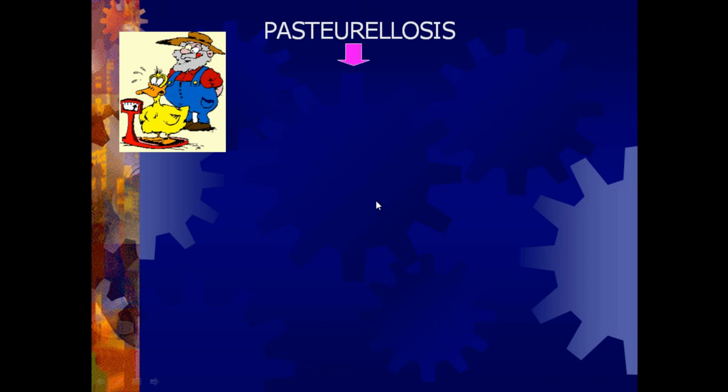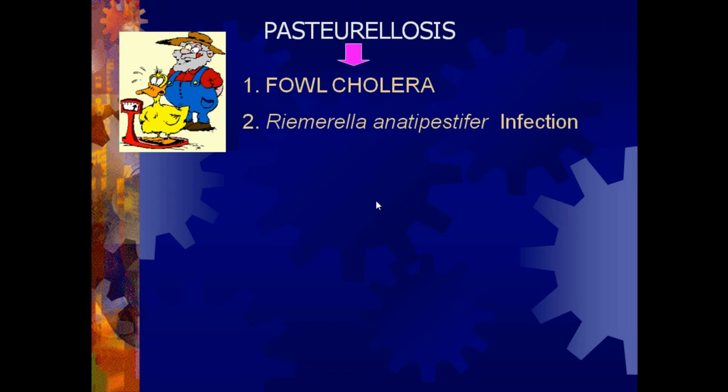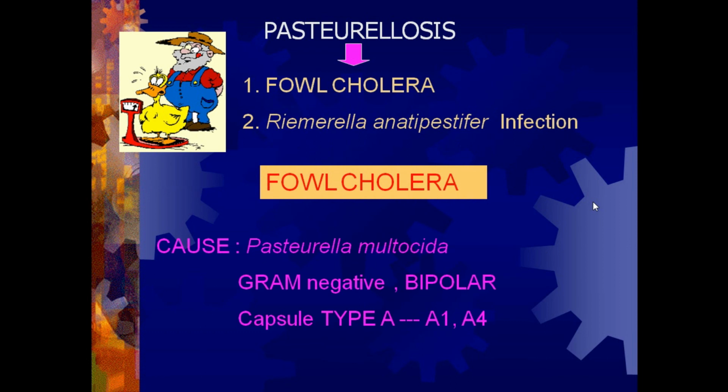Next, I would like to describe pasteurellosis. So pasteurellosis is also called fowl cholera. Fowl cholera can happen in chicken and ducks, and actually in other avian species. And there is also one form of pasteurellosis that is found exclusively in ducks. We call it Riemerella anatipestifer infection. So the cause of fowl cholera is Pasteurella multocida. It's a gram-negative bacteria and it's bipolar.